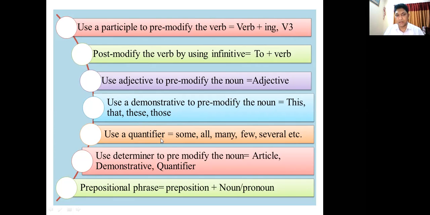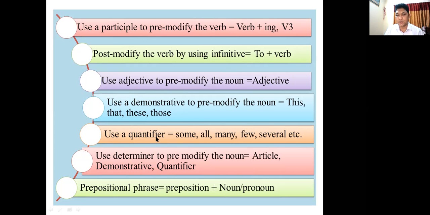Use a quantifier. You know that quantifier means information about number. You have to use proper, appropriate number like some, all, many, few, several, etc. So when you are asked to use a quantifier, you have to give information about number.